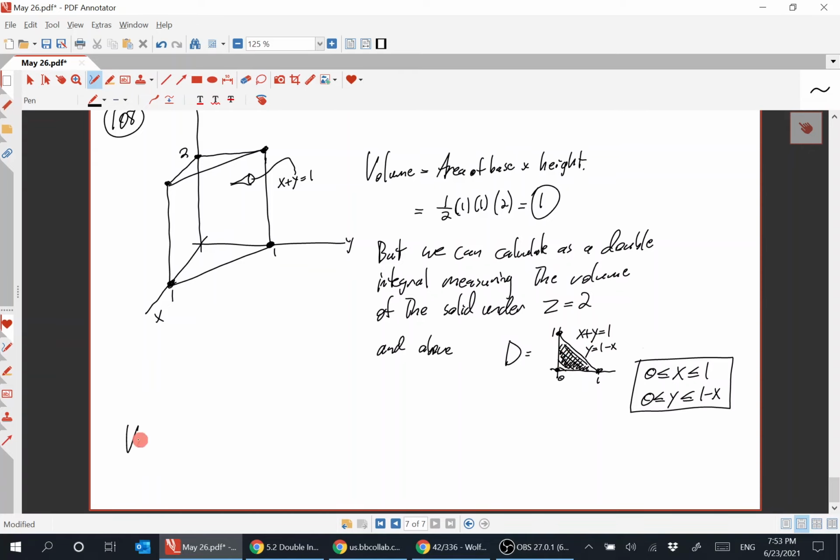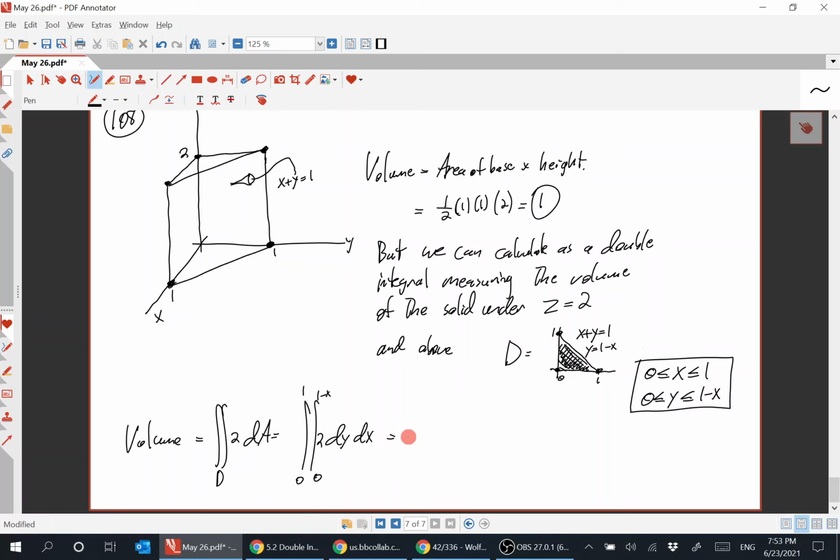So the volume is the double integral over D of 2 dA. So this is 2, bring the 2 outside, times the double integral from 0 to 1 minus x, from 0 to 1, dy dx. I'll leave the 2 over here.